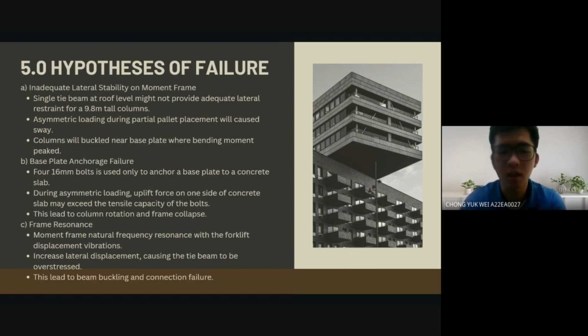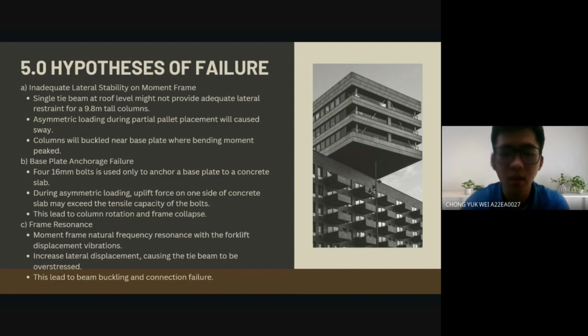So the second hypothesis is the failure at the base plate anchorage. There are only four 16 mm bolts used to anchor a base plate to a concrete slab. So during the asymmetric loading, the uplift force on one side of the concrete slab may exceed the tensile capacity of the bolts. So this will lead to the column being rotated and the frame to collapse.